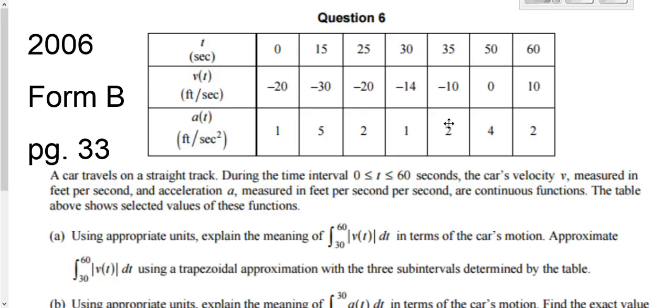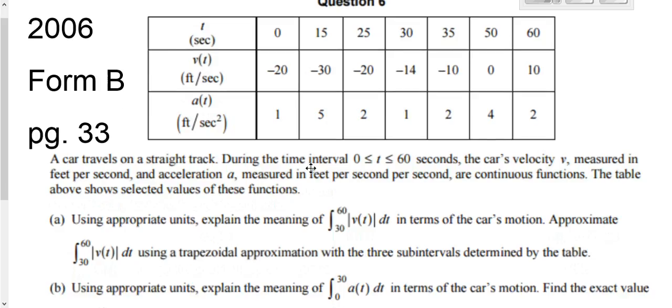Okay, let's look at question number 2. This is question number 6 from the 2006 AP administration exam, but it's question number 2 on your review. It says that a car travels on a straight track during the time interval 0 to 60 seconds. The car's velocity, measured in feet per second, and acceleration, measured in feet per second squared, are continuous functions. So that means we can integrate them. The table above shows selected values of these functions.